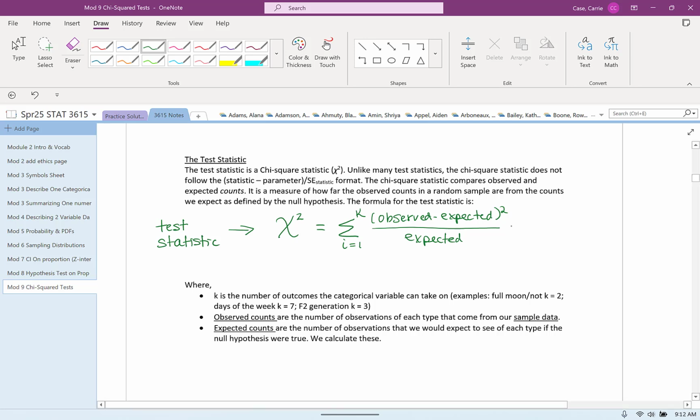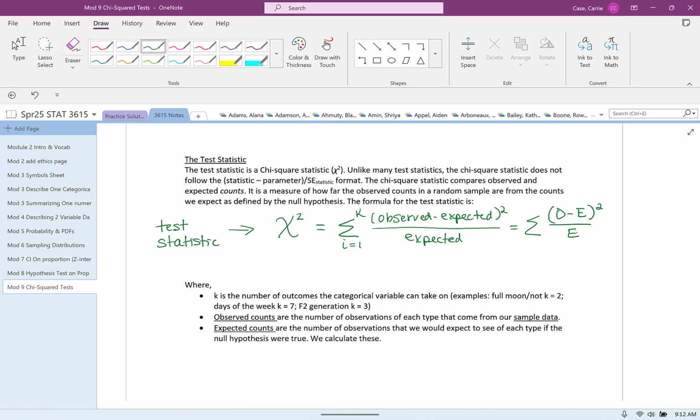All right, and so the short way of writing this is the sum of capital O minus capital E squared over E. So typically that's the way you'll see me write this test statistic. K is the number of outcomes the categorical variable can take on. So in our full moon or not full moon babies born, K was 2. In the days of the week example, K was 7. And in the F2 generation example, K was 3.